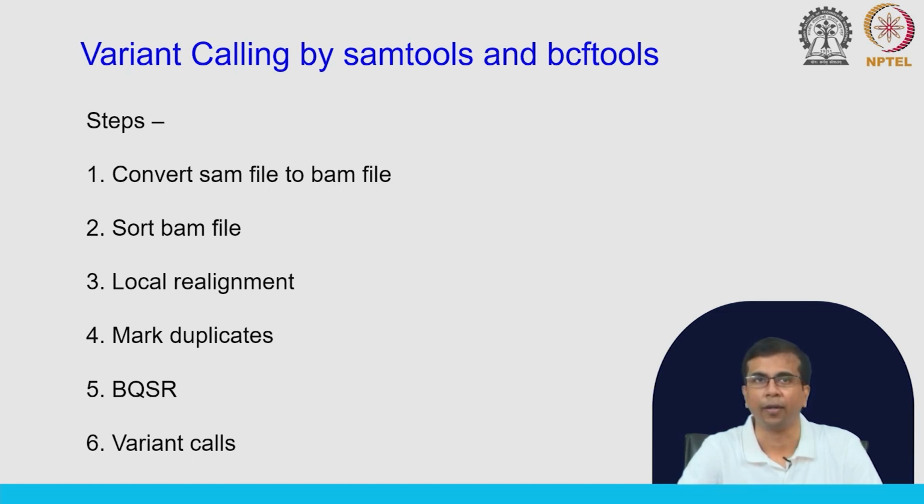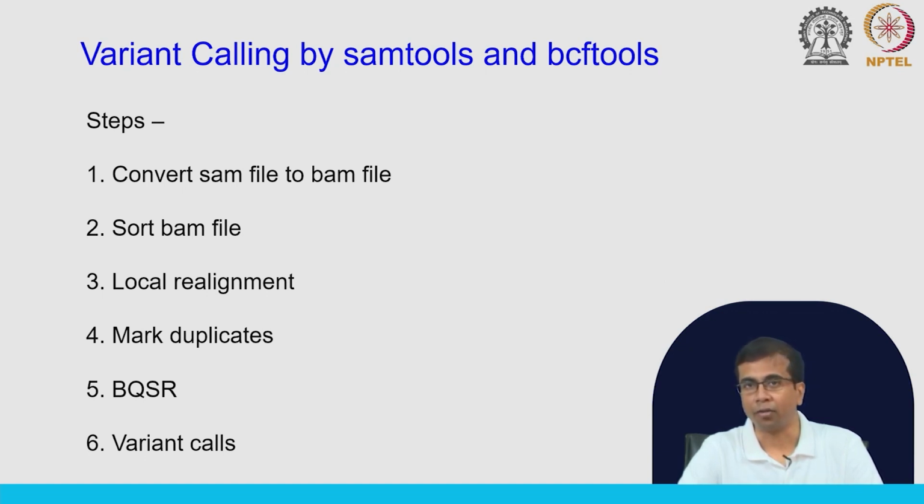One, we first converted this SAM file to a BAM file, a binary format, and then we sorted this binary file. This conversion and sorting are required for the variant calling. In the third part we did something called local realignment. We used a specific tool to do so, and followed by that we marked duplicates, and again we discussed why duplicates are important and why you have to mark duplicates.